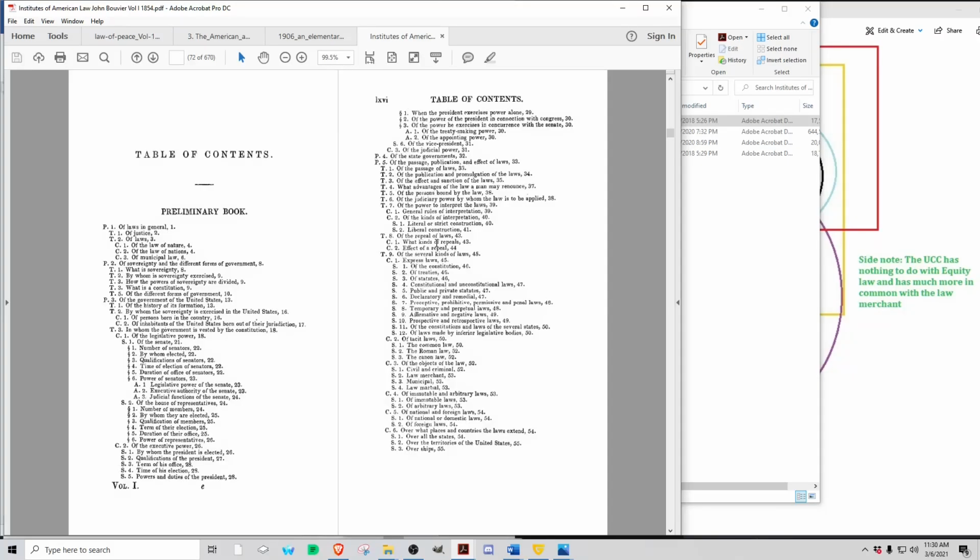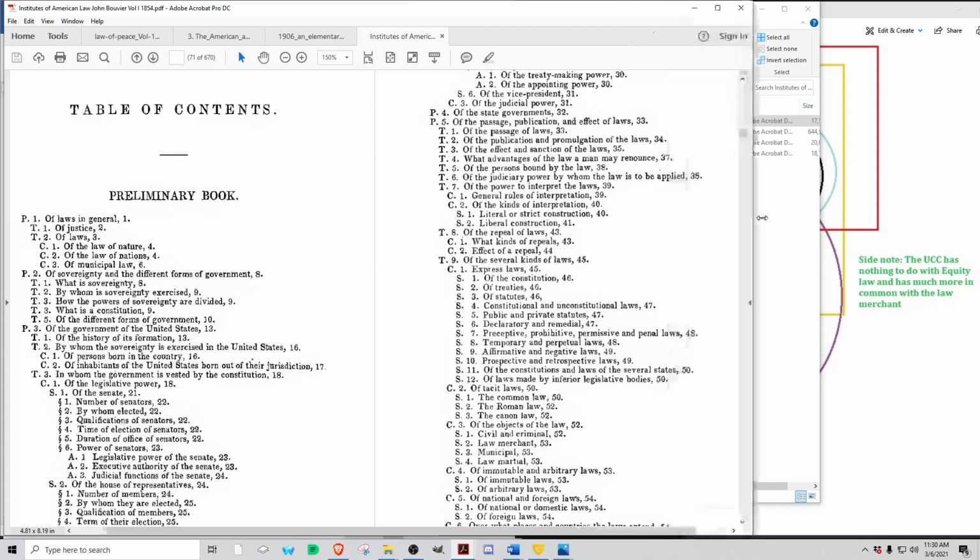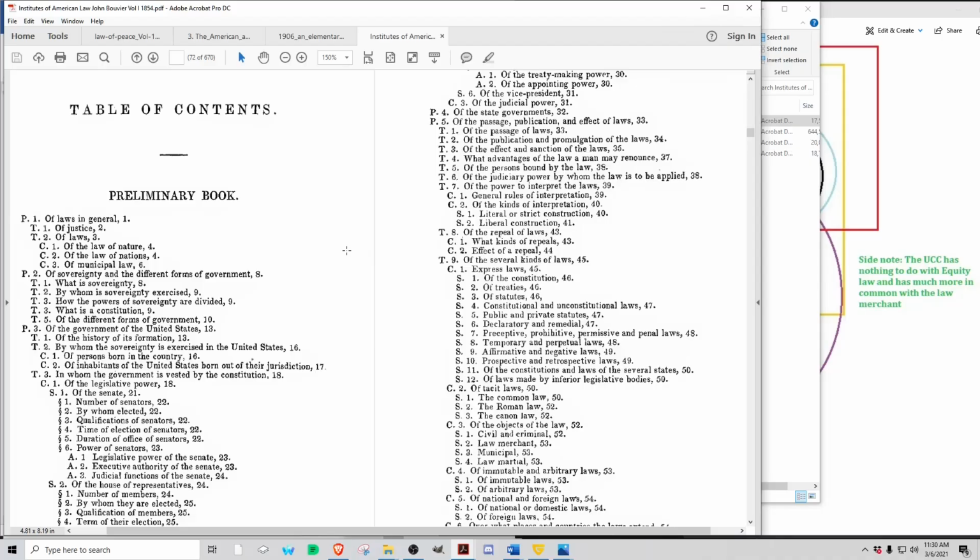So, and I know this is going to be a little small to read. I'll try and blow it up, just to give you an idea of just how thorough. I'm not going to read the whole thing. I just want to give you an idea how thorough this is and how important it is to understand how John Bouvier wrote and put these things together, and how he saw American jurisprudence and the difference between American jurisprudence and English jurisprudence.